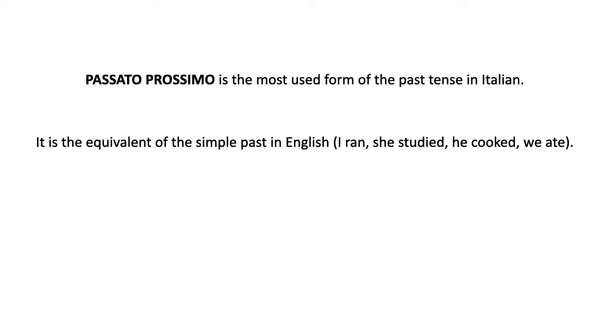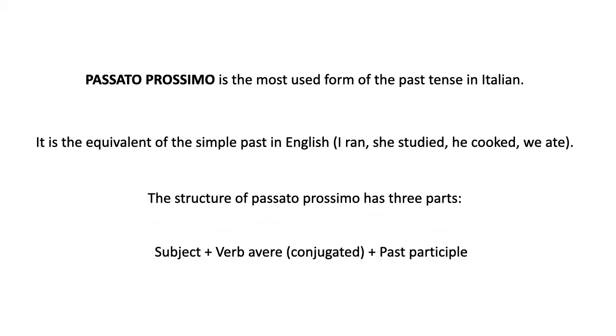Now, very, very important. This is a very common mistake, so please pay attention. Passato prossimo has 3 parts. If you give me only 2, you're not giving me the whole verb, okay? You need 3 parts. The first part, of course, is the subject, right? Whoever or whatever is doing the action. We need that for any verb.